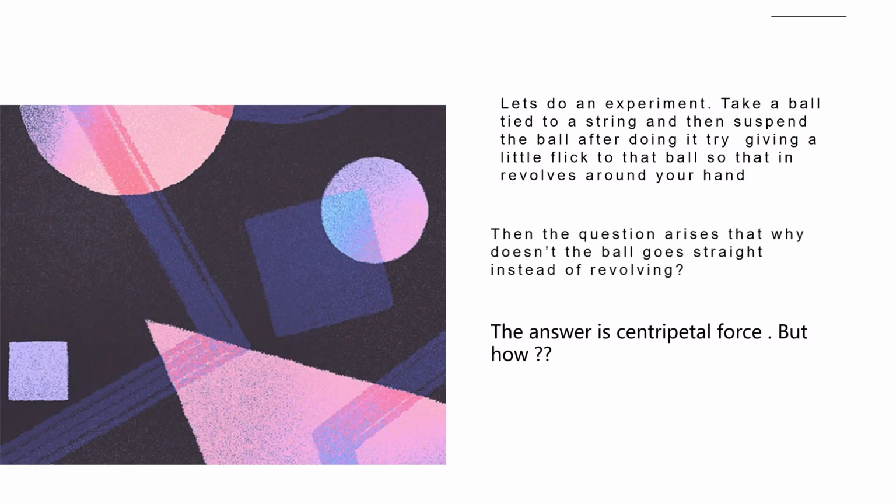Let's do an experiment. Take a ball, tie it to a string, and then suspend the ball. After doing it, try giving it a little flick so that the ball revolves around your hand. Then the question arises: why does the ball revolve instead of going in a straight direction?